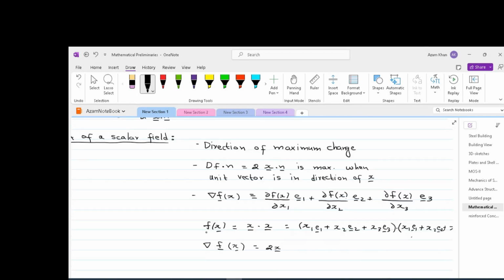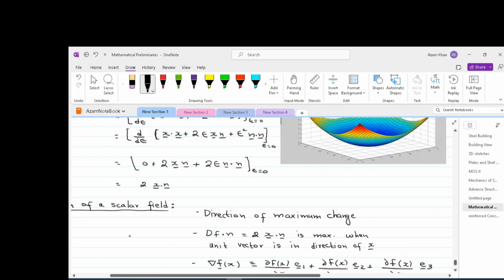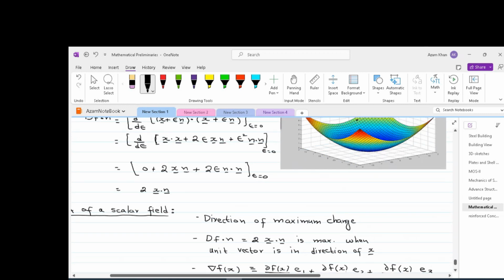So we have again the same function, which is f of x. We take the dot product. So this is the given function. We write it in component form. So we have x1 e1 plus x2 e2 plus x3 e3, and we take the dot product with itself, and we apply this gradient formula on it, and we get 2x bar. And that is what we said over here. If we take the vector in the same direction as x, we will get the gradient of a scalar field.